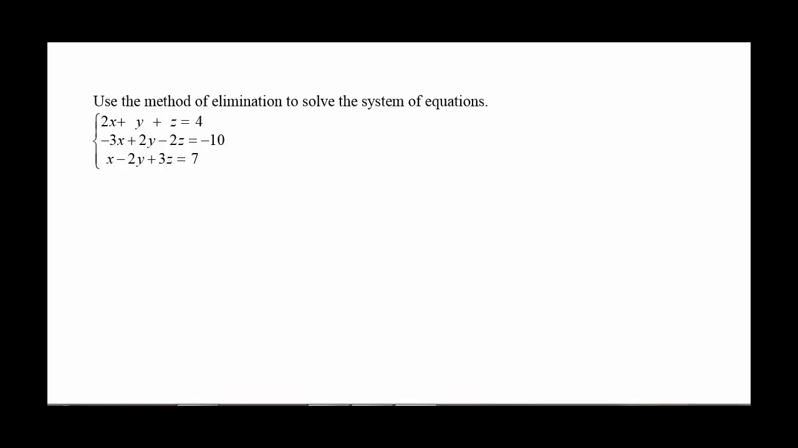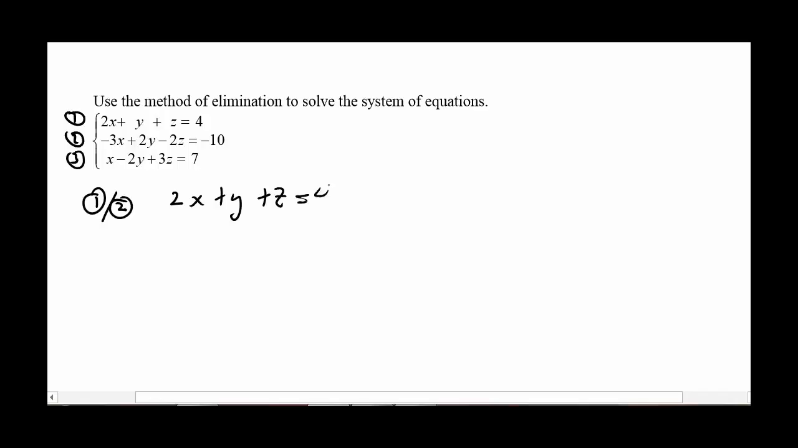So the first thing I'm going to do is label, because it's going to be really easy to lose track of these things. I'm going to label each of these three equations as 1, 2, and 3. Pretty obvious which one is 1, which one's 2, which one's 3. And then I'm going to group them together in pairs of 2, and I'll need to do this twice. Again, you'll see why in a second. I'm going to look at 1 and 2 together. So 2x plus y plus z equals 4, and negative 3x plus 2y minus 2z equals negative 10.